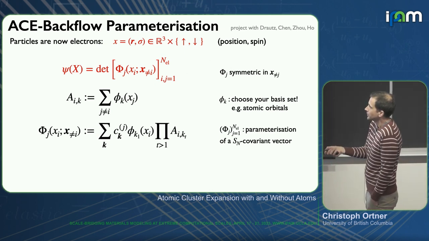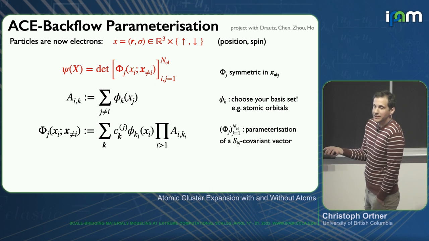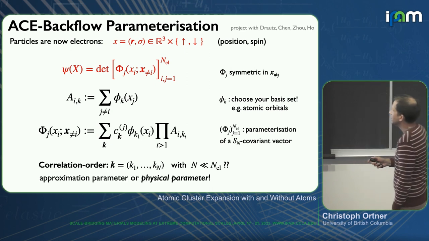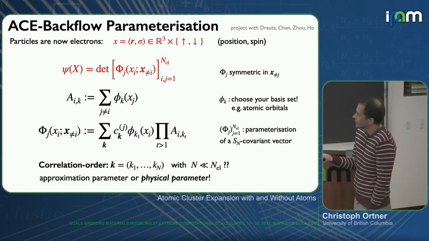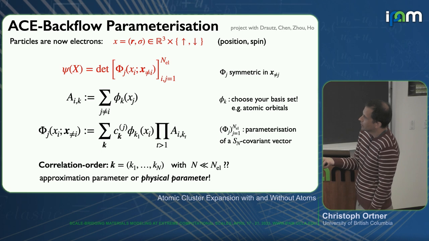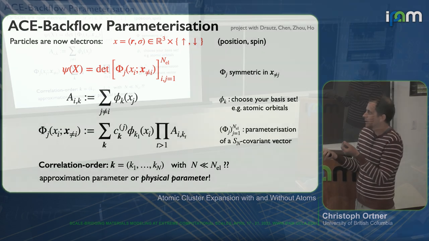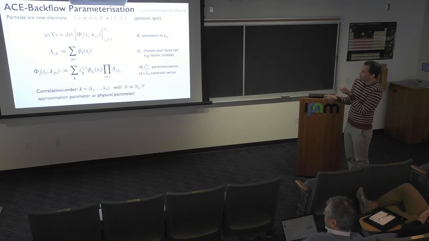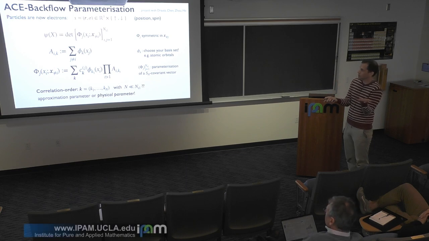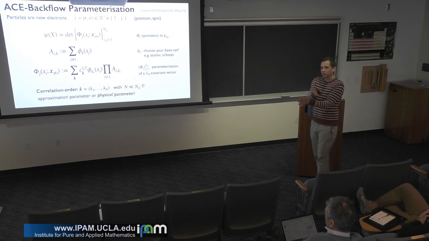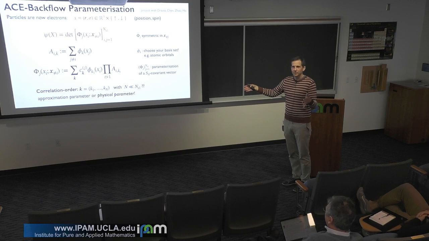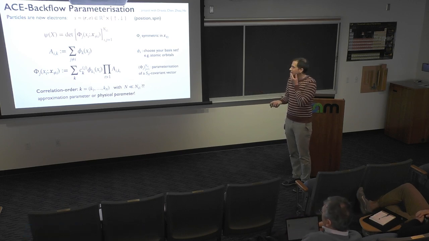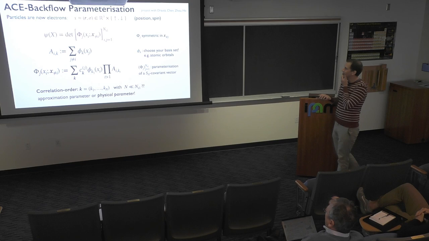And you get all the performance that ACE gives you. Wonderful. And now a really fun question comes in here, at least I think it is. You can truncate this sum, of course, in such a way that you take only a lower correlation order. And if you take correlation order 1 here, then you have Hartree-Fock. If you take correlation order 2, then you suddenly have 2 correlations, 3, 4, 5. You can basically smoothly, discretely, interpolate between Hartree-Fock and a full wave function parameterization. And it's just an approximation parameter now.